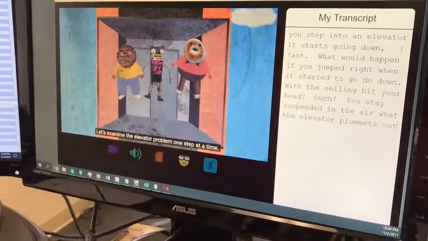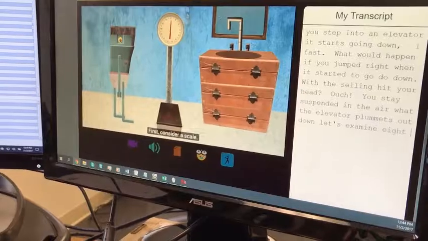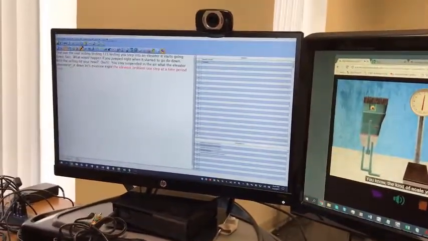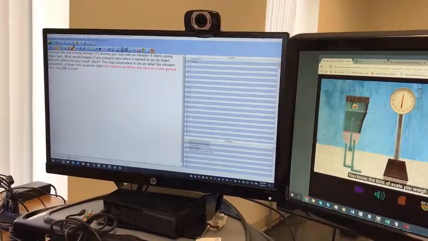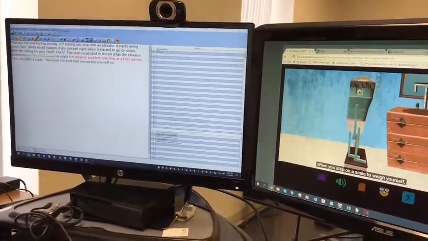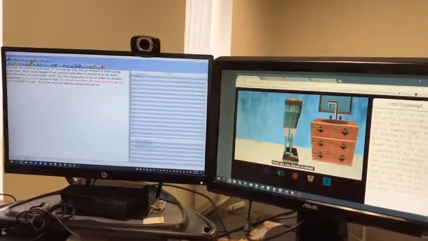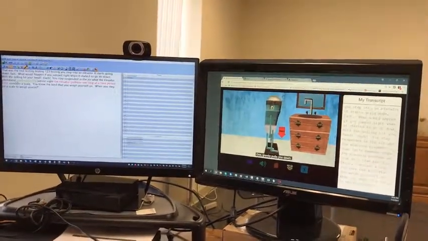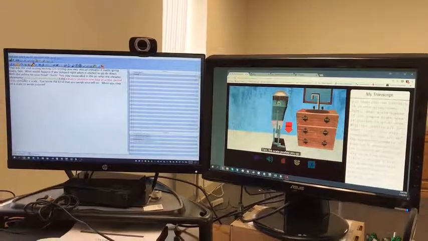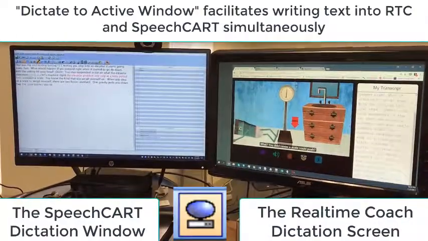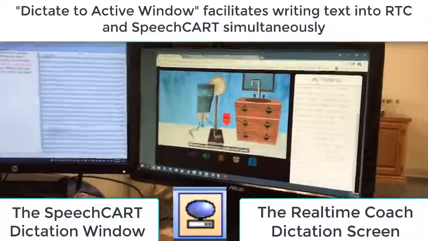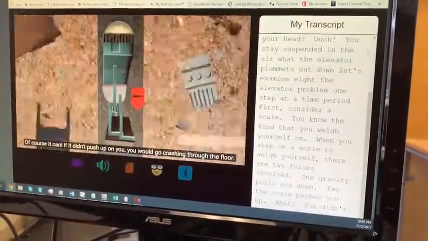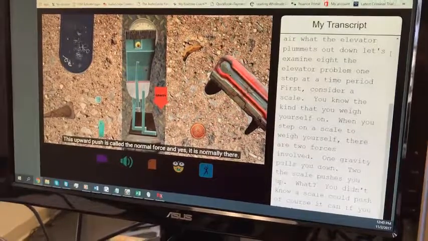Let's examine the elevator problem one step at a time. First, consider a scale. You know, the kind that you weigh yourself on. When you step on a scale to weigh yourself, there are two forces involved. One, gravity pulls you down. Two, the scale pushes you up. What? You didn't know a scale could push? Of course it can. If it didn't push up on you, you would go crashing through the floor.